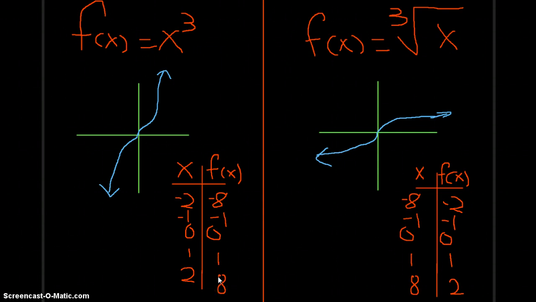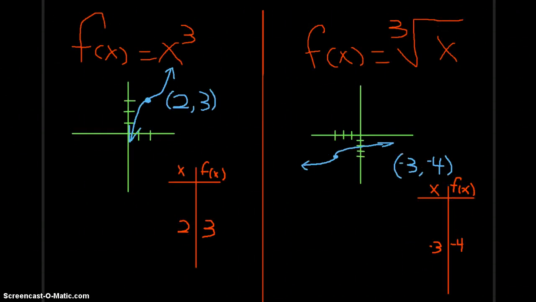The same thing happens on this graph, but the inverse happens. Instead of going right 1 and up 1, right 2 and up 8, I'm going to go up 1 and right 1, and I'll be at 1. I'll go up 2 and go right 8. I'll go down 1 and go left 1. I'll go down 2 and I'll go left 8. So my table of values here will be -8, -2, -1, 1, 0, 0, 1, 1, and 8, 2.